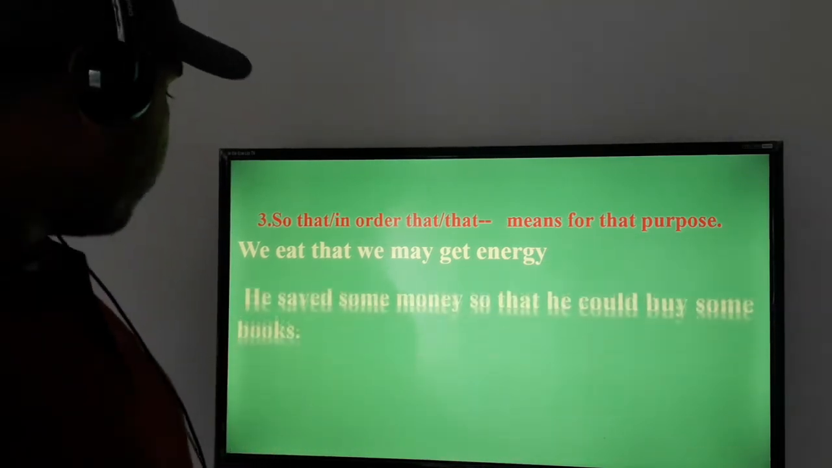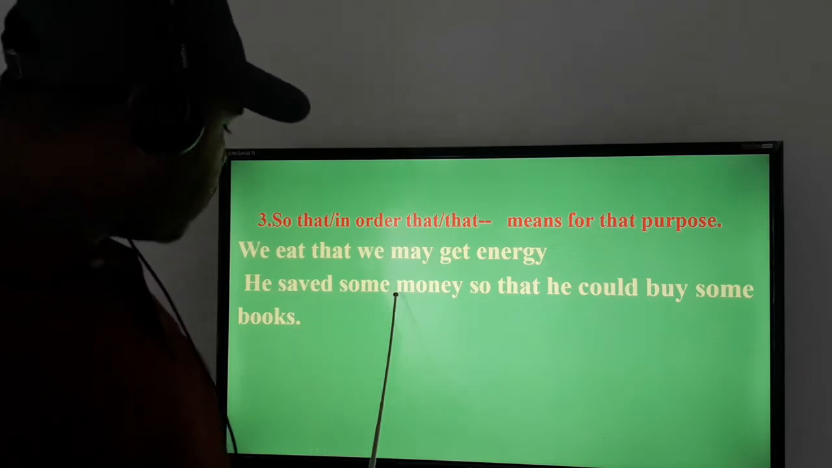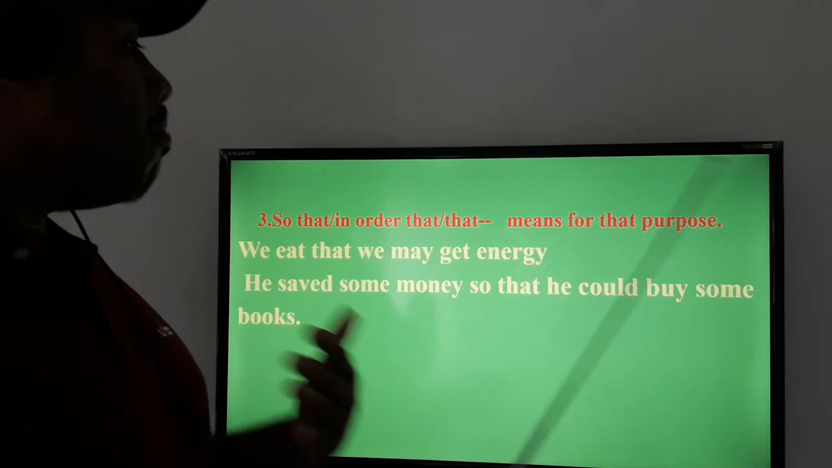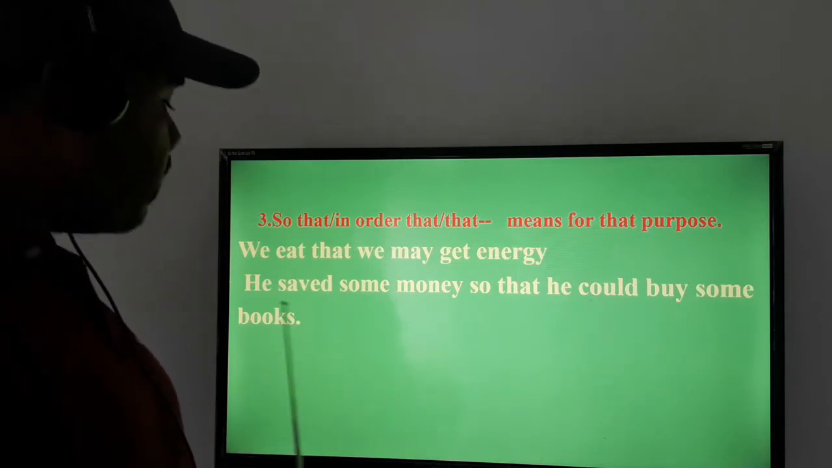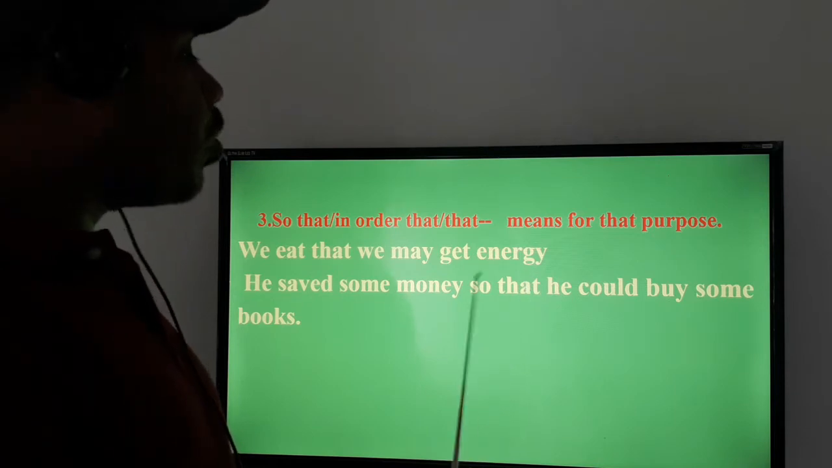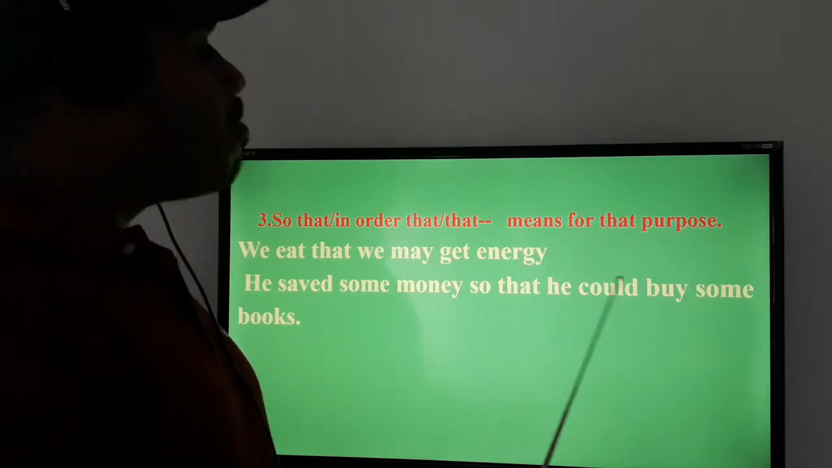And there is another one: he saved some money so that he could buy some books. What? He saved, that is in past tense. He saved some money. What is the target? So that he could buy some books.